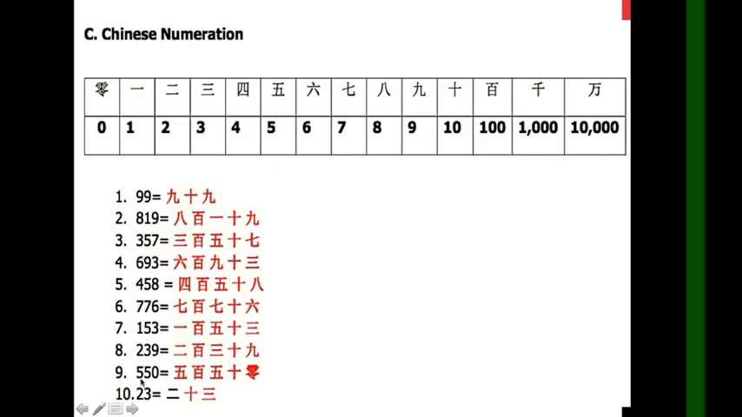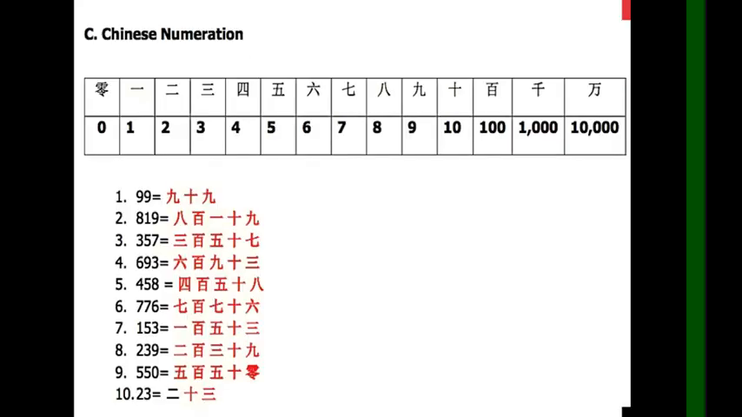And then 550. Okay, there's something wrong here. Just like what I've said, since the zero is at the end, you don't need to write the zero. So that will become 500s and 5 tens na lang. Kahit wala na yung zero, okay lang. And 23, we have 2 tens and 3. So that's how you write Chinese numeration.